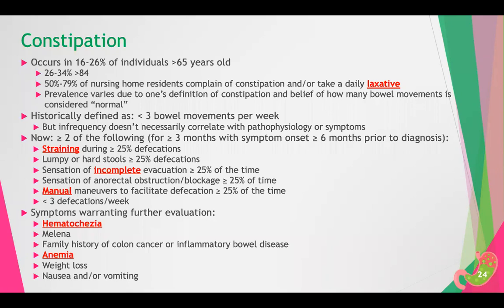So if they have hematochezia or blood in the stool, and typically hematochezia is red blood, it can indicate that there might be a lower GI bleed. If they have melena or dark blood in the stool, this could indicate an upper GI bleed. If there is a family history of colon cancer or inflammatory bowel disease, they might potentially have those issues. Also if they're experiencing anemia or weight loss or nausea or vomiting. All of these symptoms are typically uncommon with constipation, but if an individual does experience them, we do want them to get further evaluation.